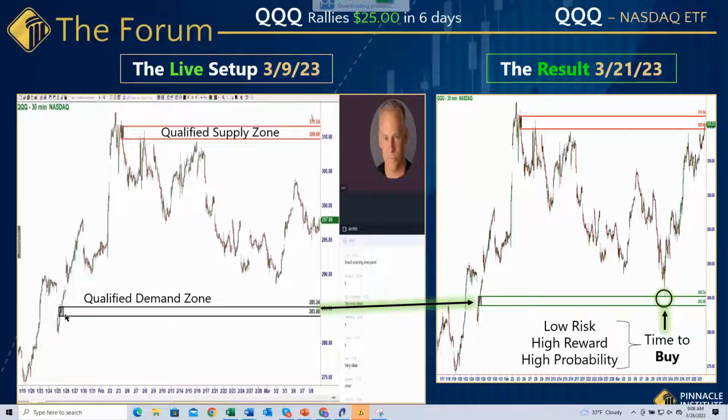Now, when it comes to the structure of a demand zone, there are 4 things that have to be present in a demand zone as far as structure goes. And then the next thing is location, right? Structure and location. Once we have a qualified demand zone, where is it located? Is it inside the range or is it outside the range?